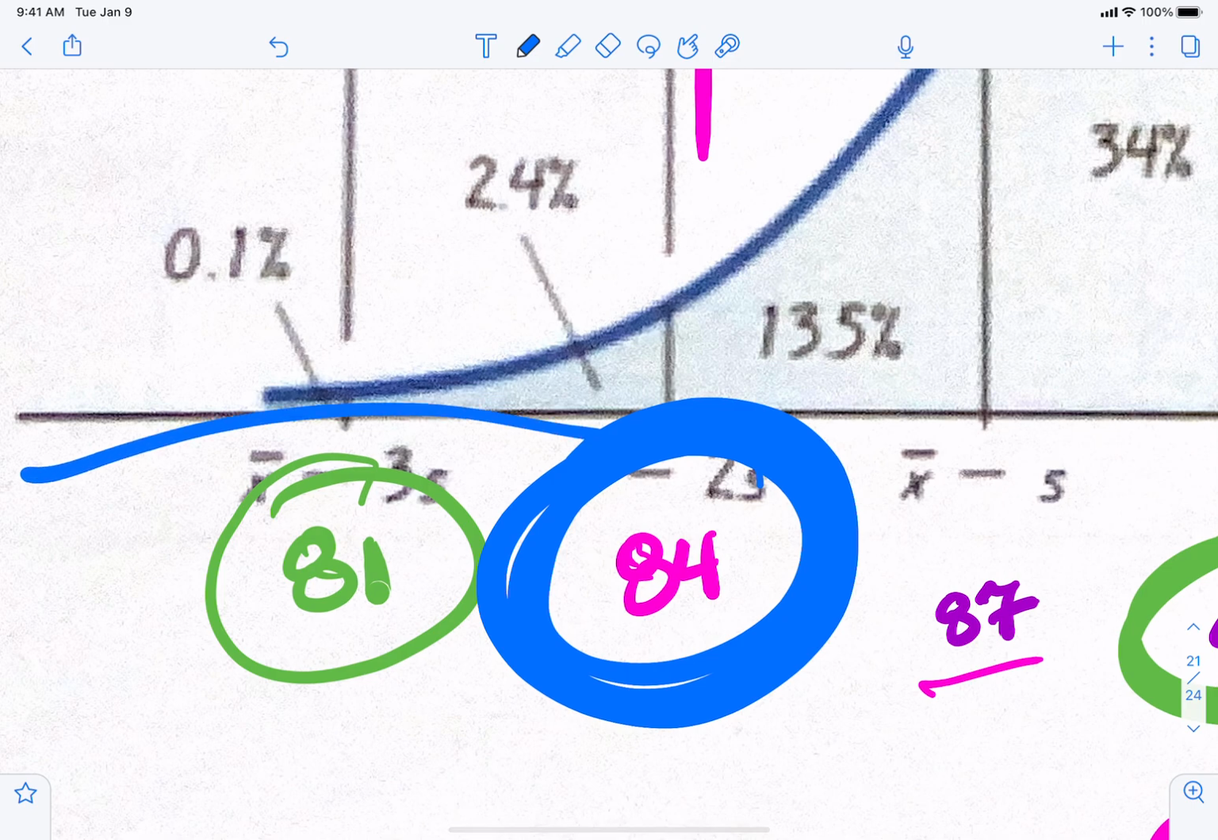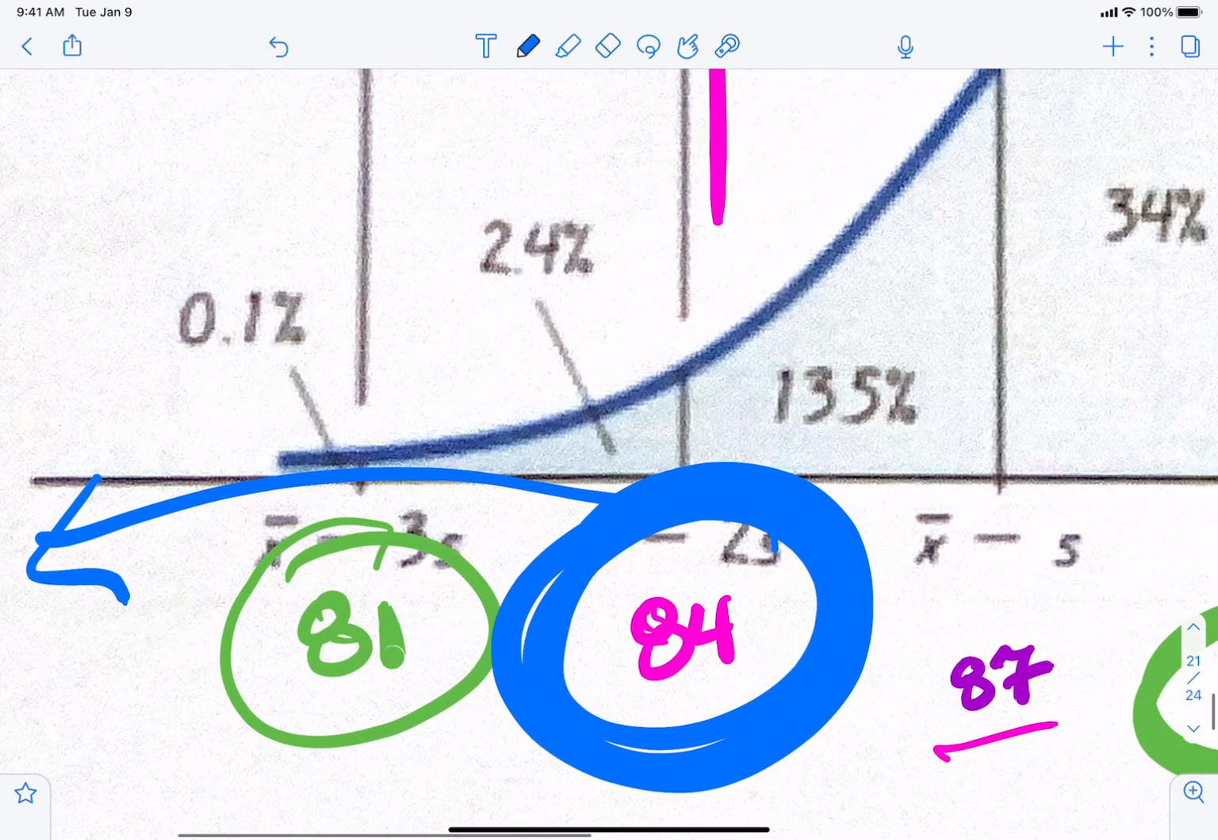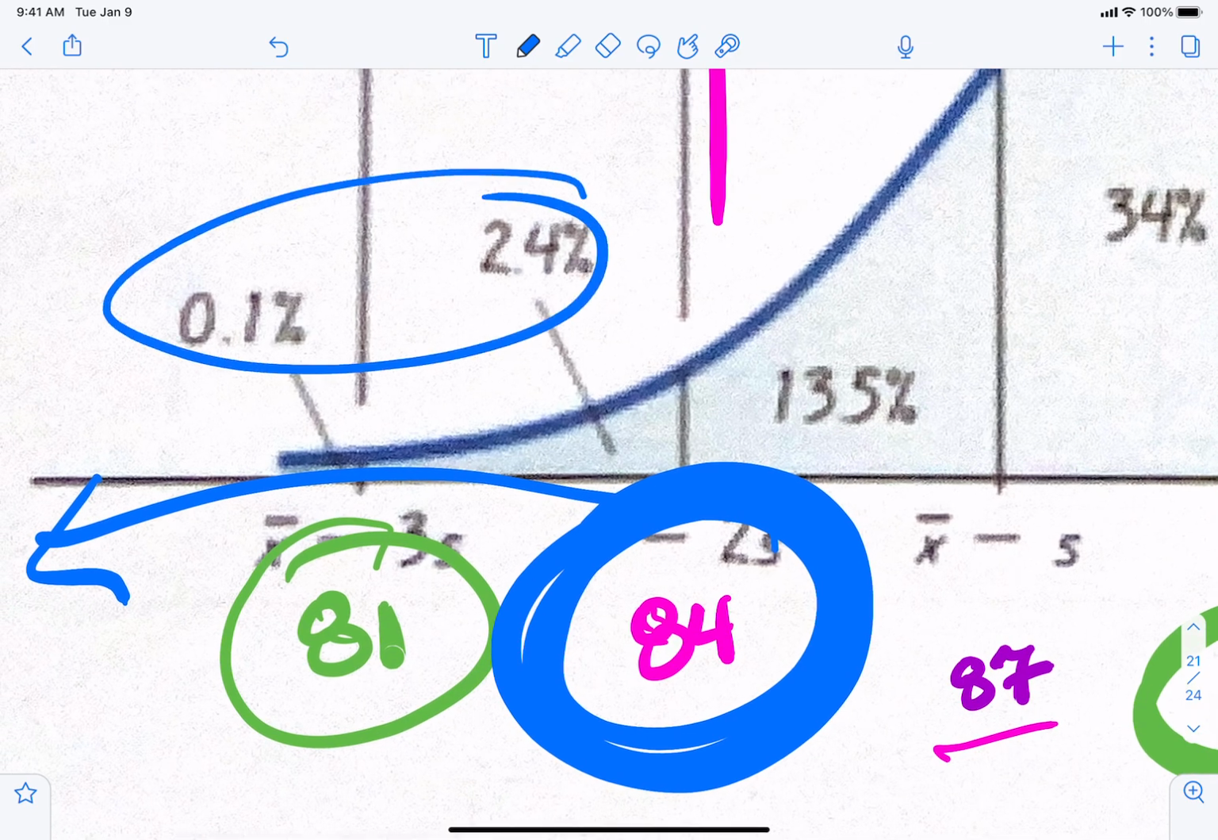Now, last question before we move on to the example, what percent of the data is below 84? 84 and below to the end. 2.5. What? 2.5. There is 0.1% that is below 81. And there's 2.4% between 81 and 84. So 84 beyond would be 2.4% or 2.5%. Does that make sense? You're just doing this region, right?